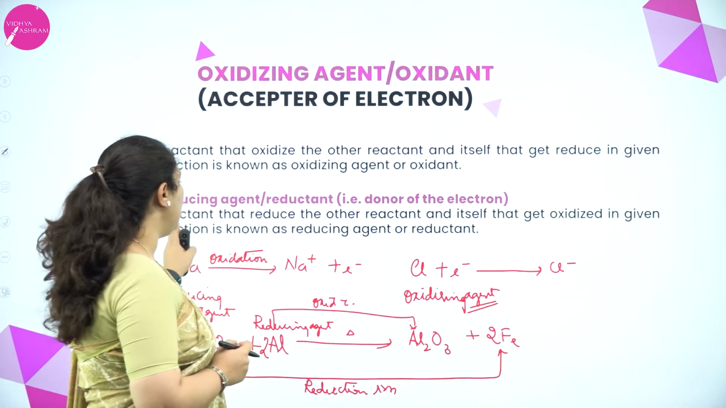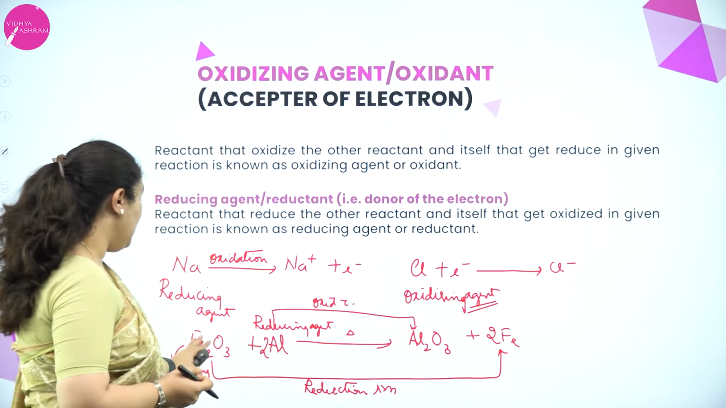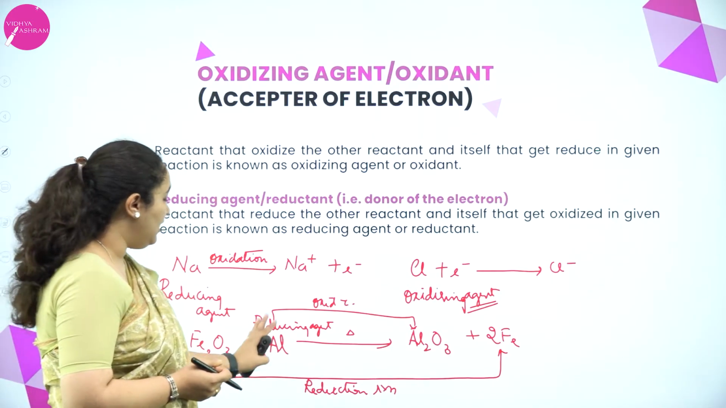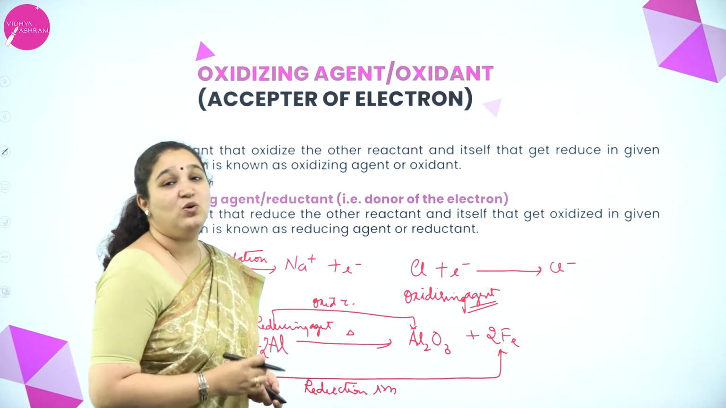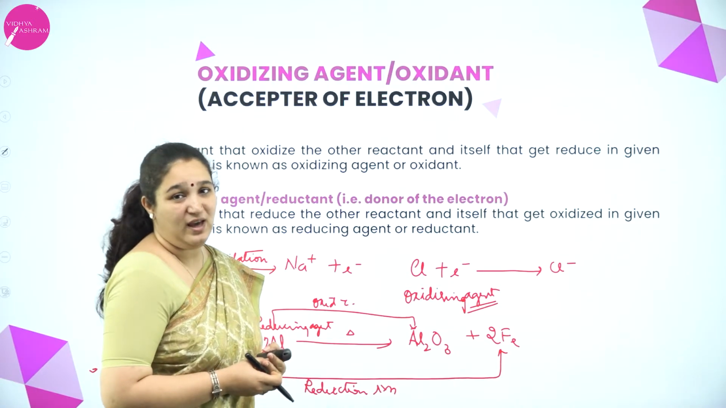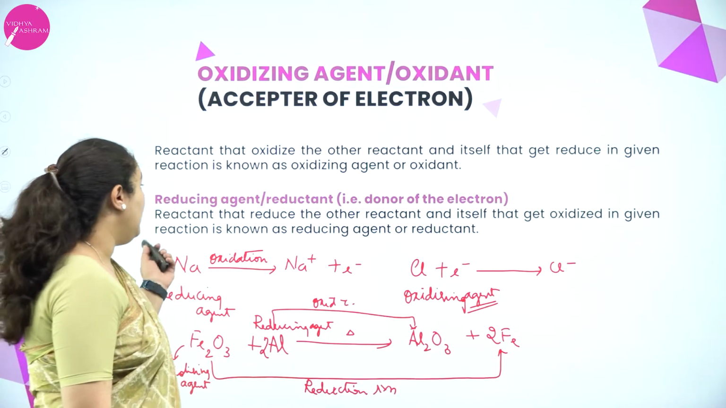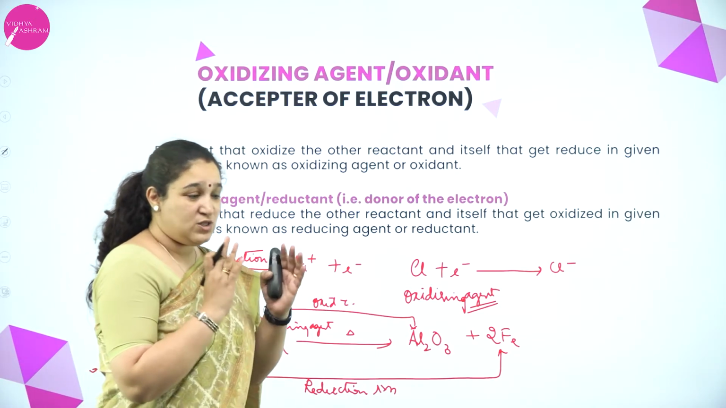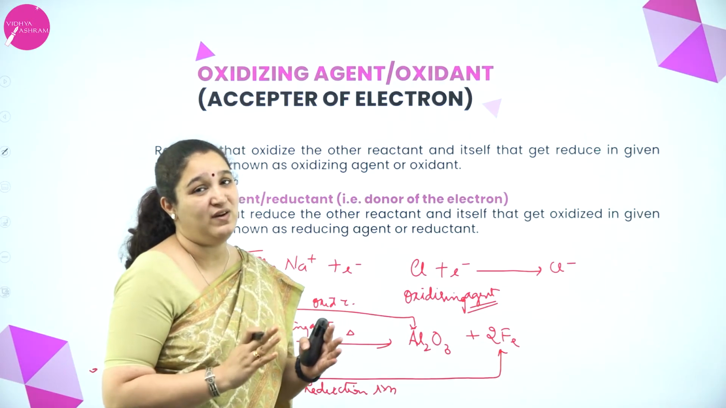So what is a reducing agent? The reactant that reduces the other reactant and itself undergoes oxidation. So this is undergoing what reaction? Reduction reaction means itself is an oxidizing agent. If it is undergoing oxidation reaction, itself is a reducing agent. So this is how we recognize which is the oxidizing agent and which is the reducing agent. So that's about the oxidizing agent or oxidant, and the reducing agent or reductant. Don't get confused. What is oxidation, what is reduction, what is an oxidizing agent and what is a reducing agent. You should be very, very clear with this.